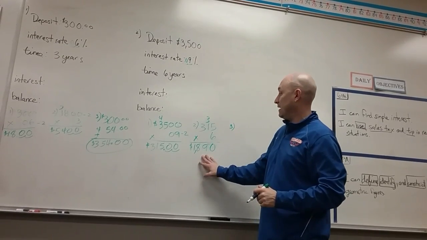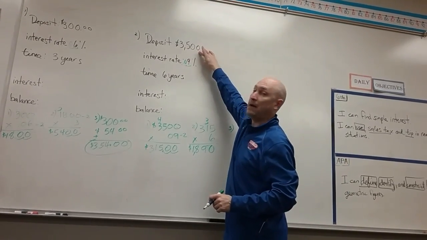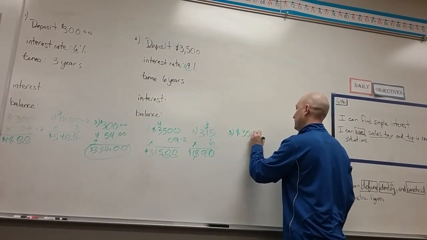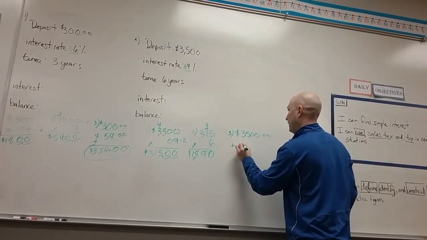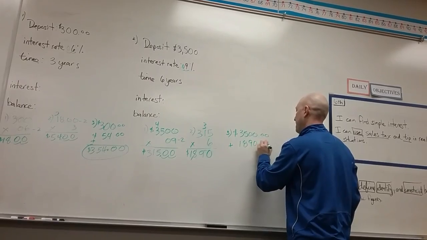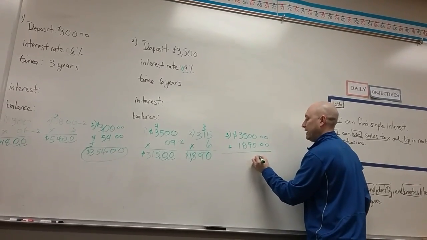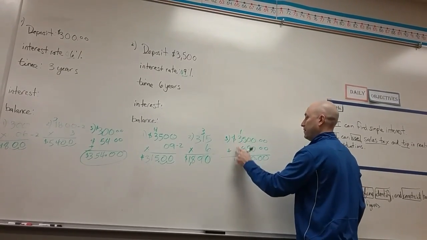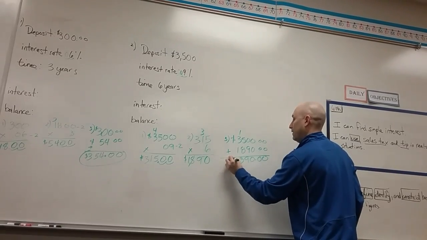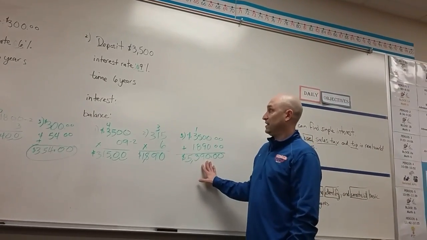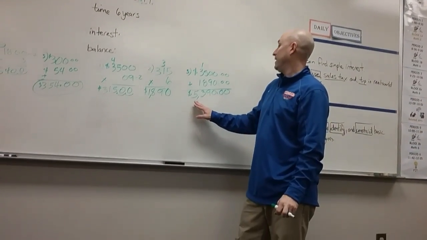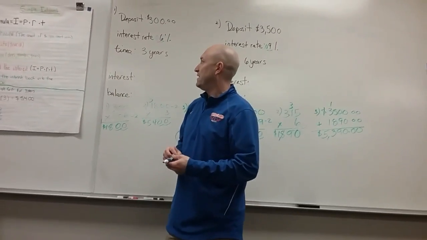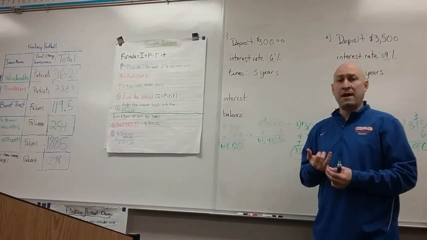Now I need to go back and take my interest and add it back onto my principal, my original starting amount, which is my deposit. It's $3,500. And I'm going to add the 1,890 to it. Line up my decimals, bring down my decimals, and add. 8 plus 5 is 13. 3 plus 1 is 5. So over a period of 6 years, my new principal balance would be $5,390.